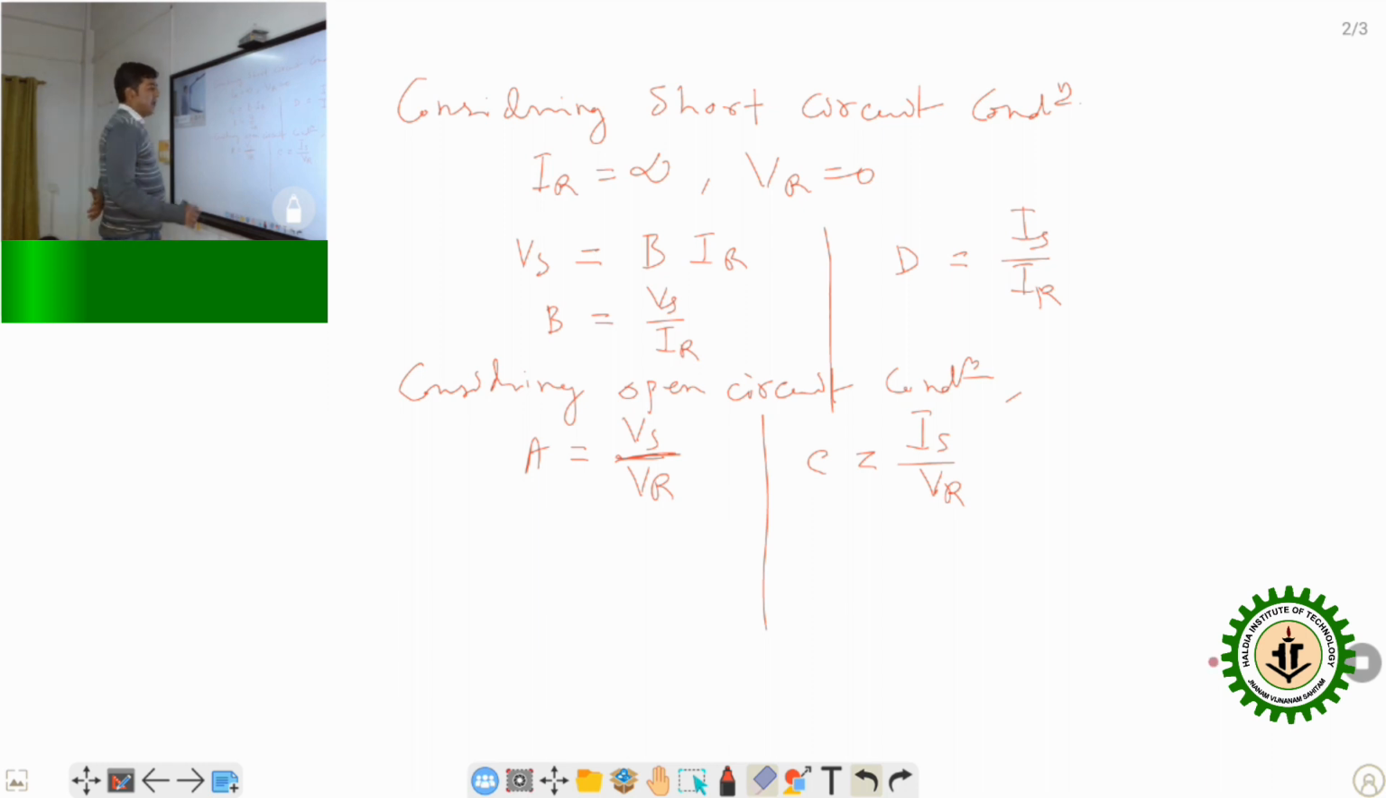Okay. And here, this is Vs divided by IR. That means B is called the transfer impedance, from the input voltage to the output current. And if you see C is Is divided by VR, that means this is your transfer admittance. So this is the representation of the ABCD parameters.